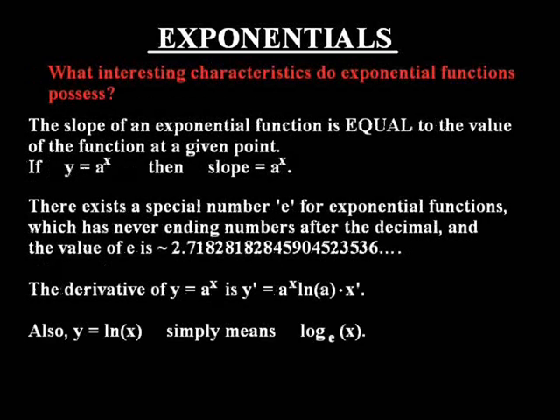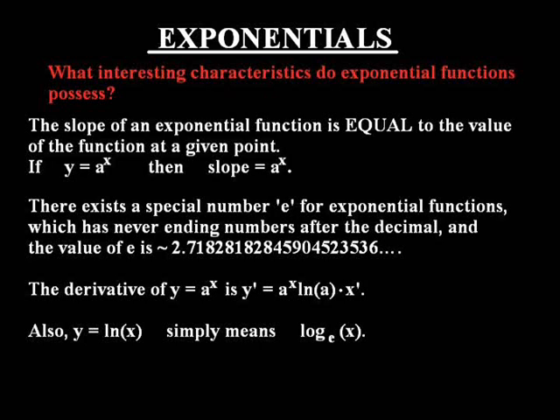The second question we're going to ask is, what interesting characteristics do exponential functions possess? Well, the slope of an exponential function is equal to the value of the function at that given point. That is to say that an exponential function grows at a rate which is proportional to its current value. So, if y is equal to a to the exponent x, then the slope of that function at that point is also equal to a to the exponent x.